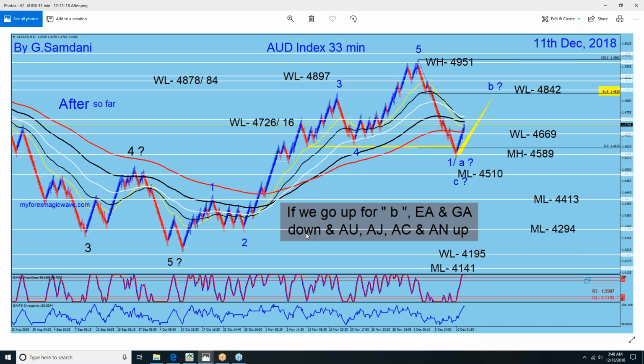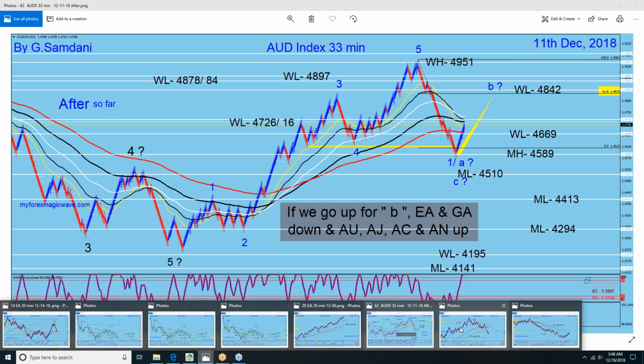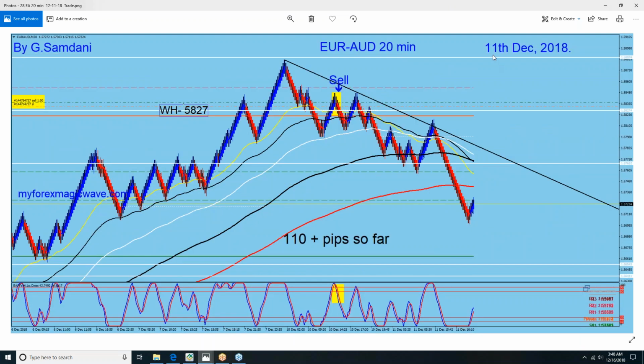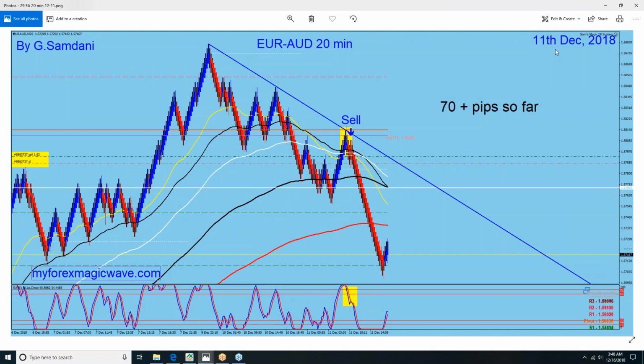So did I take any short after 11th December? Let me go back and see. After 11th, I took this one on 11th, the same time, right? This is the short because of that chart. Another one, the next entry. This is the one on the 11th.